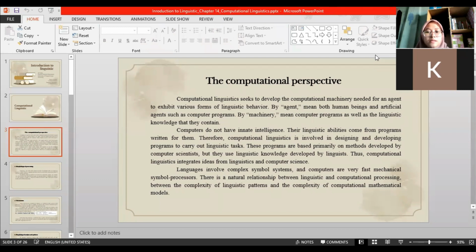These programs are based primarily on methods developed by computer scientists, but they use linguistic knowledge developed by linguists. Thus, computational linguistics integrates ideas from linguistics and computer science. Languages involve complex symbol systems, and computers are very fast mechanical symbol processors. There is a natural relationship between linguistic and computational processing, between the complexity of linguistic patterns and the complexity of computational mathematical models.